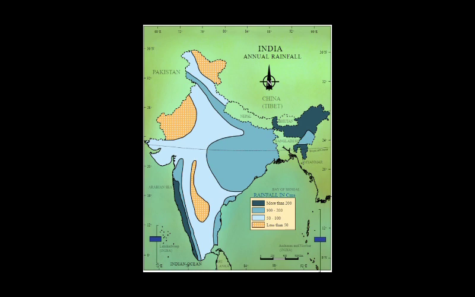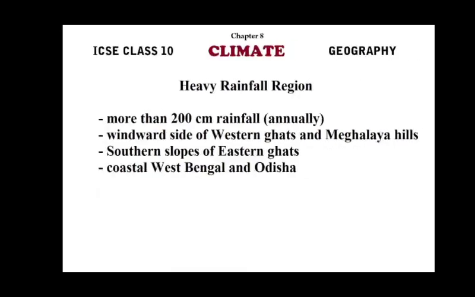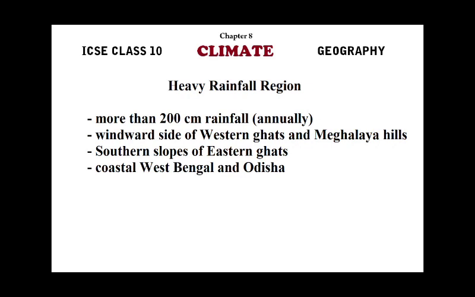Now let's see what are the features of each of these rainfall regions. Now first one is the heavy rainfall region. That is, these are the areas which receive more than 200 centimeters of rainfall per year, and this includes areas like the windward side of Western Ghats as well as the windward side of Meghalaya Hills, where comes the wettest place in the world itself, Cherrapunji as well as Mawsynram. Then the southern slopes of Eastern Ghats, that is the coastal Tamil Nadu region and all, as well as the coastal West Bengal and Odisha receive more than 200 centimeters of rainfall.